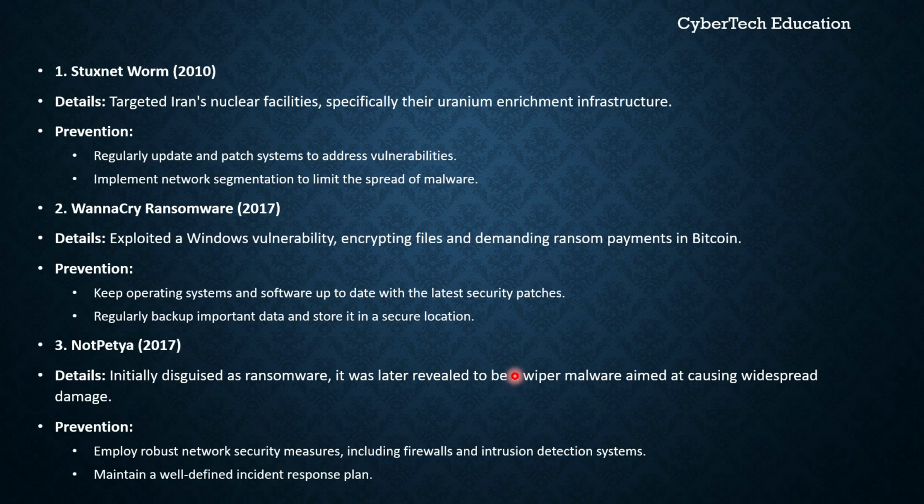Then we have NotPetya, which happened in 2017 and was initially disguised as ransomware. It was later revealed to be wiper malware aimed at causing widespread damage. Prevention includes employing robust network security measures, including firewalls and IDS, intrusion detection systems, and maintaining well-defined incident response plans.